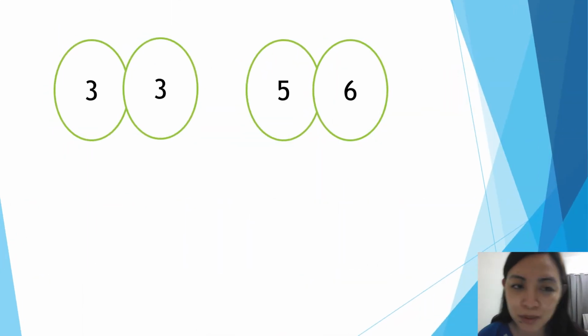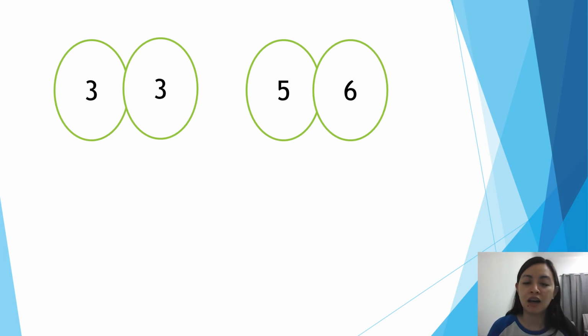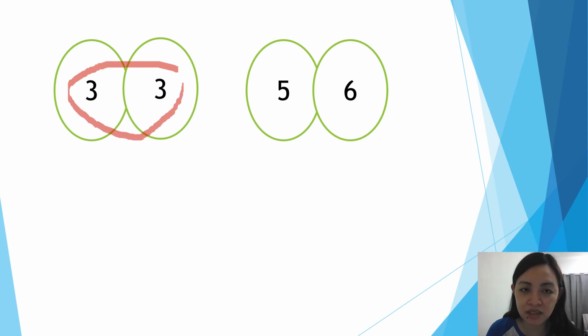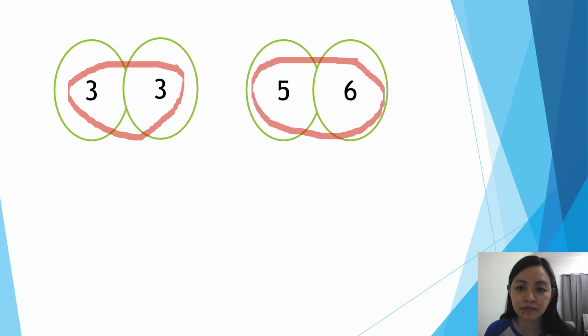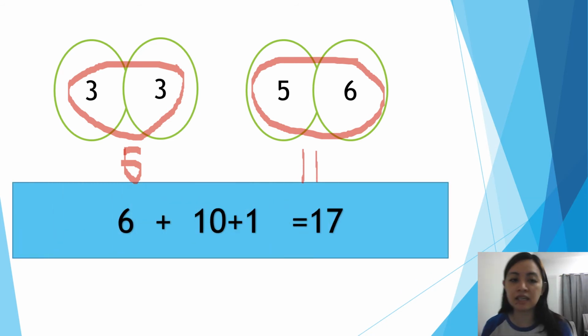Okay, this time, can you solve it? Okay, 3 plus 3 first. Okay, and then 5 and 6. Okay, do you have the answer? So 3 and 3 is 6. 5 and 6 is equal to 11. Okay, now let's see.